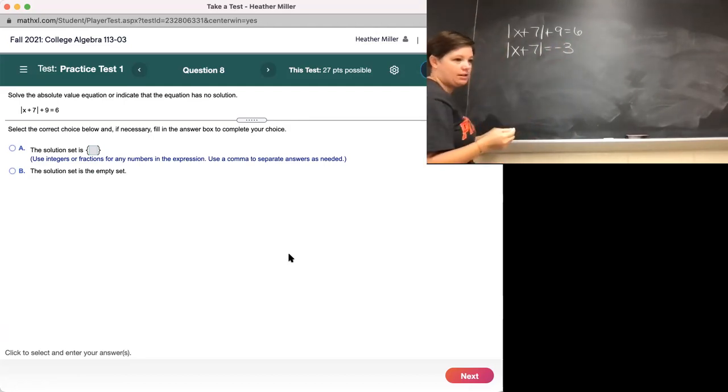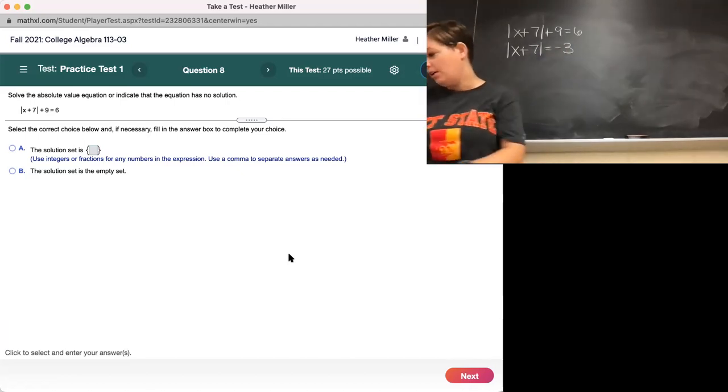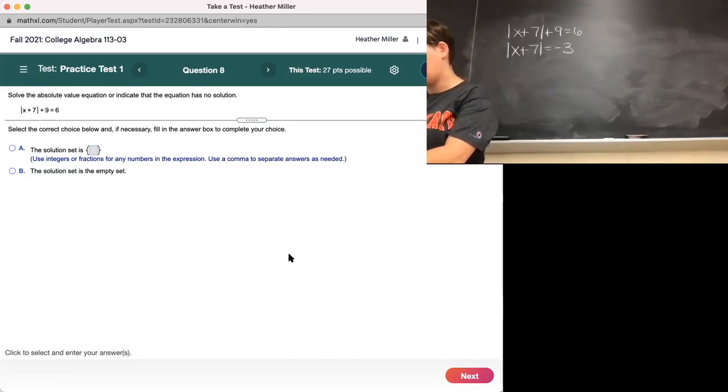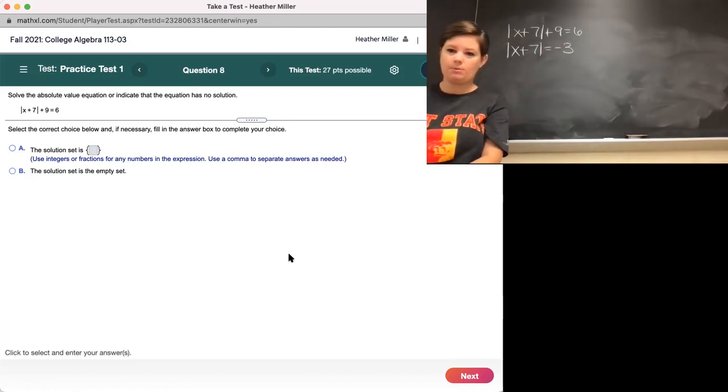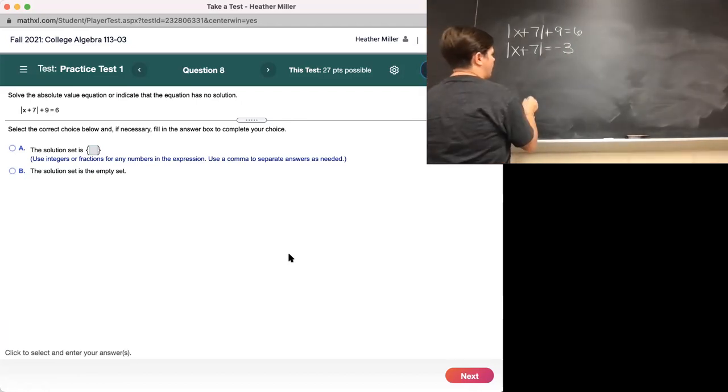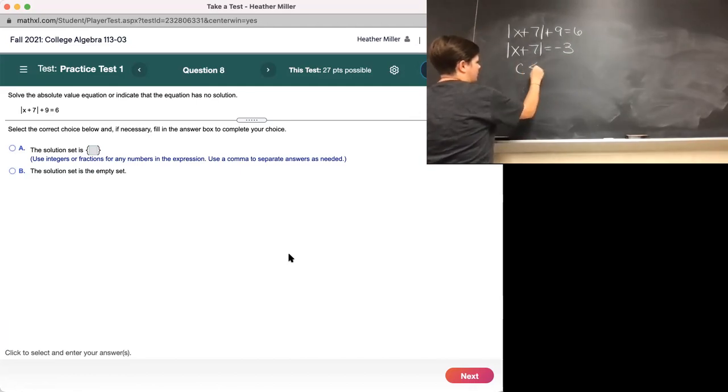Now the rule stated, and if you don't remember, you can go back and look at section 1.7, I think, is where we learned it. Apologies, 1.7. And you can see that if C is less than 0, then that tells us that there are no solutions.